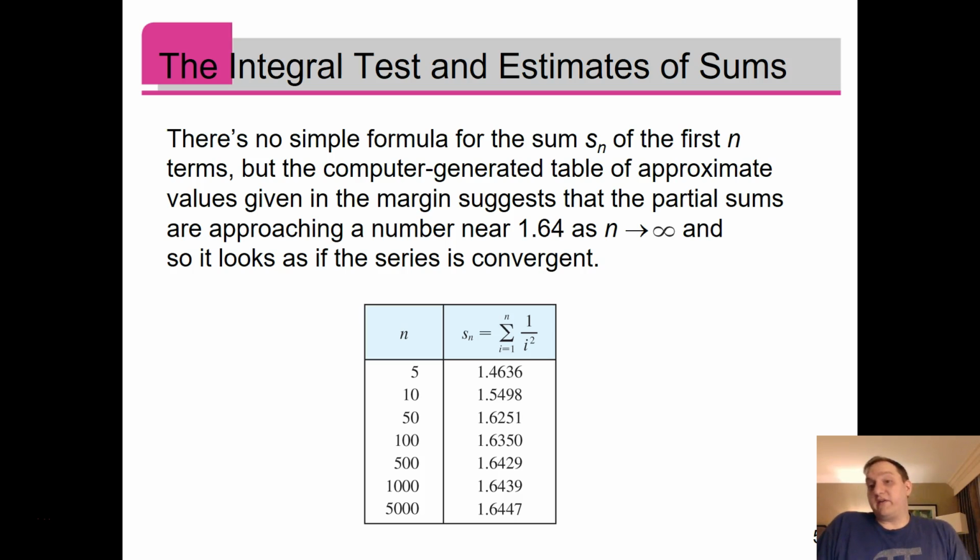With the harmonic series, it seemed like maybe it was converging, but then we showed that it diverges. So how do we deal with this? There's no simple formula for the sum of the first n terms for this one. So what do we do?